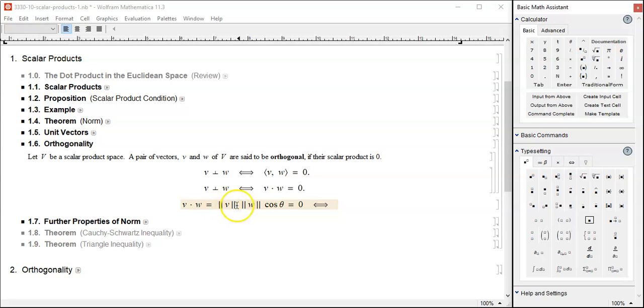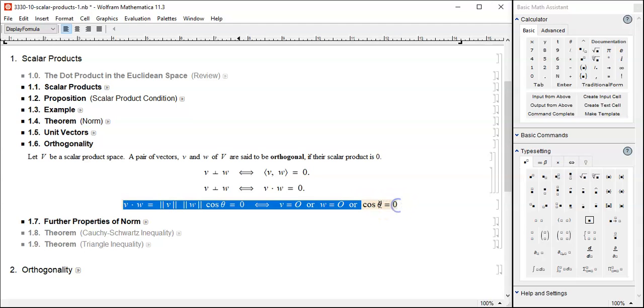That means either one of them is a zero vector, so either v is the zero vector, or w is the zero vector, or cosine of theta is 0, isn't it? If this is 0, then v is a zero vector. If that's 0, then w is a zero vector. When this is 0, cosine of theta is equal to 0. In other words, theta is a right angle.